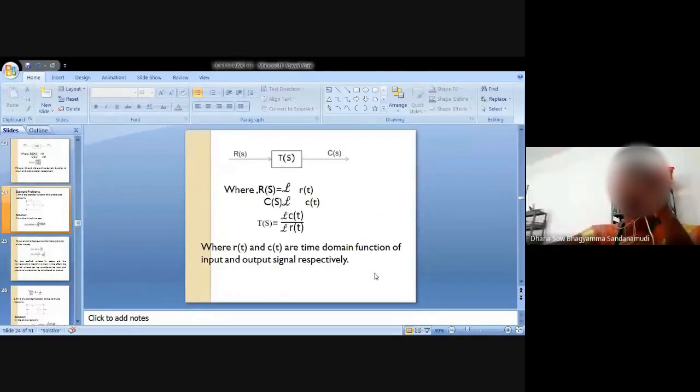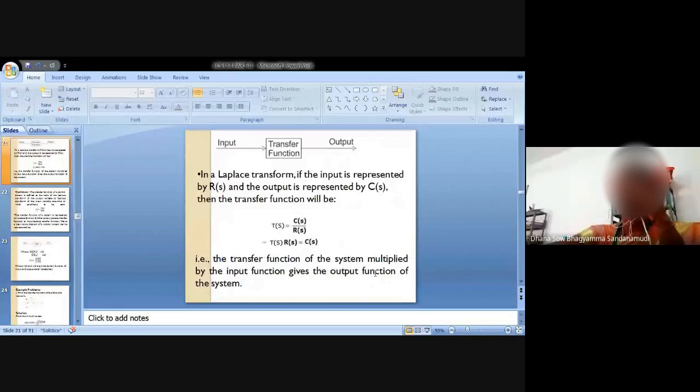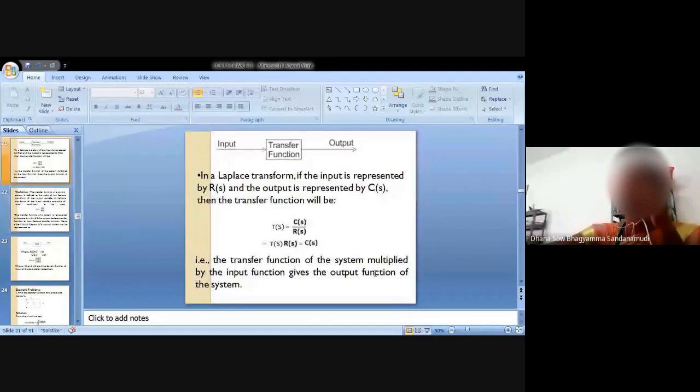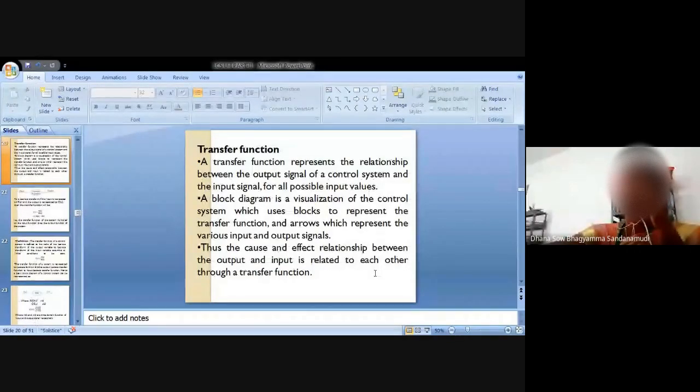Okay, I can go for the transfer function. Small topic, 5 more minutes. I will go for the transfer function. Next topic is transfer function.